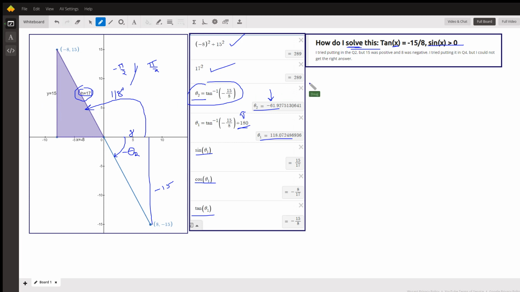Okay, there you go. Hope that helped. If you need to convert this to radians on Desmos, you can do that. And this angle, again, you'd add pi instead of 180.